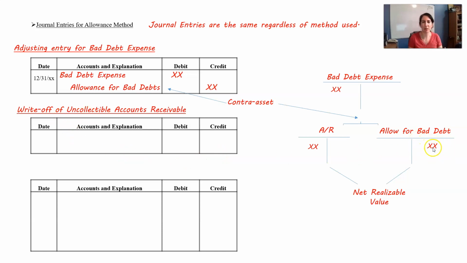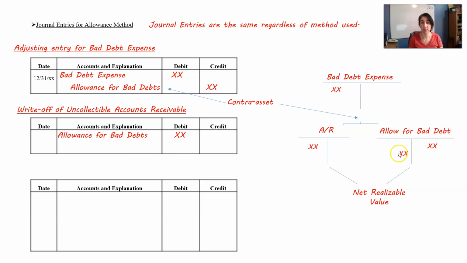Well, it's kind of like a cushion, right? We're estimating a certain amount of people aren't going to pay us. And the idea is that as people don't pay us, we start using up that cushion that we set up for ourselves. And then we're going to start writing people off. So let's just do the journal entries for that. Write off of uncollectible accounts receivable. Okay, so we will debit allowance for bad debts.